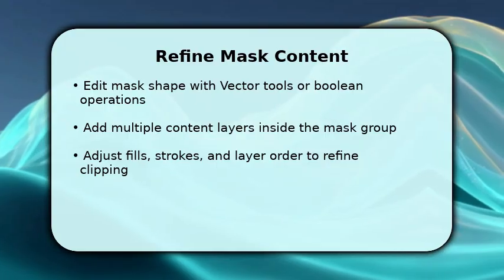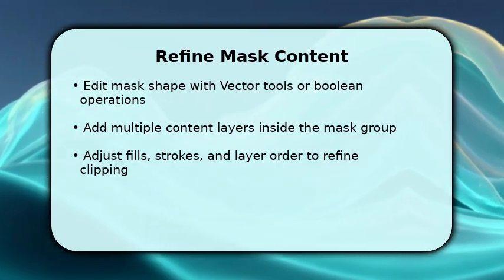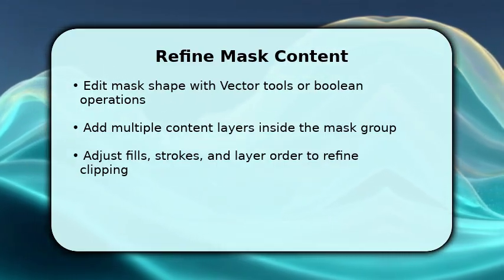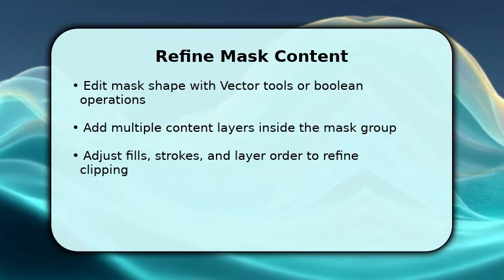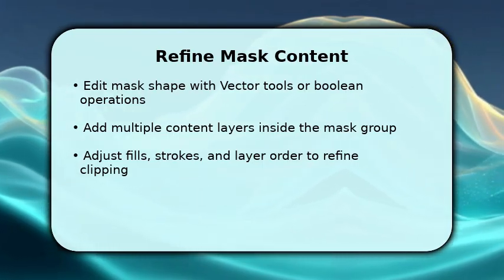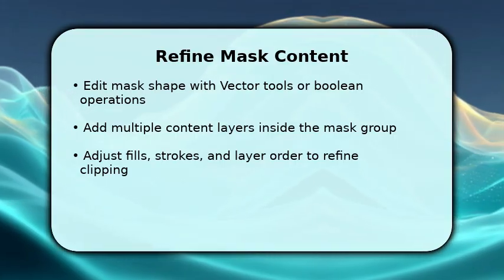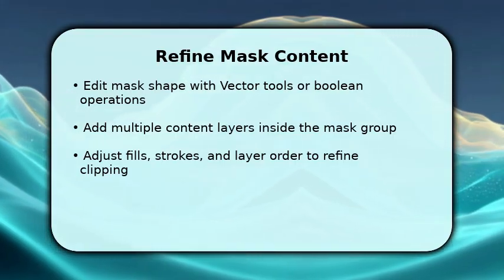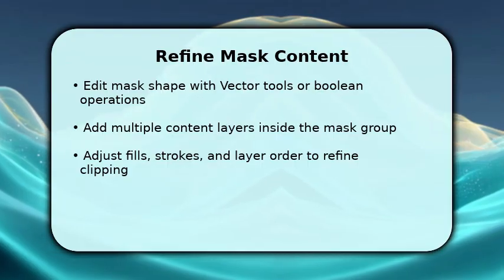Next, drag additional images or layers into the mask group to include them. Figma will clip all children to the mask. Make sure to adjust layer order inside the group and tweak fills or strokes, because strokes can expand bounds and change how content is revealed inside the mask.